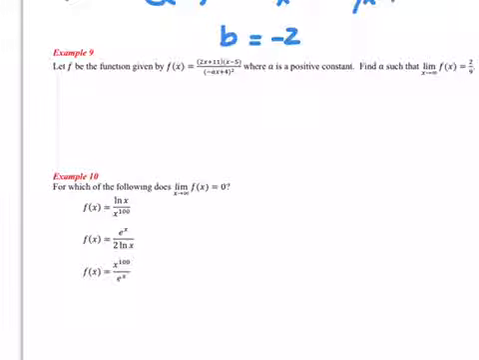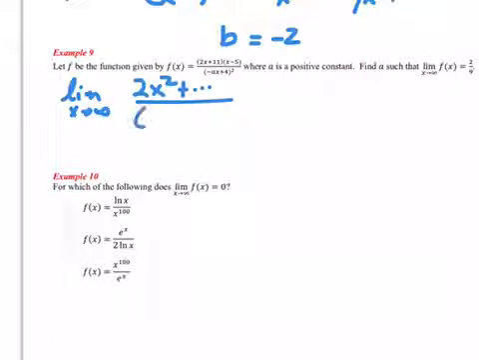Let f be the function given by this, where a is a positive constant, such that the limit as x goes to infinity is 2/9. Okay, so again, I'm going to take the limit as x goes to infinity, and I'm going to do just a short FOIL here. This would be 2x squared plus some stuff. All I care about is that leading term. On the bottom, I get a squared x squared, at the beginnings of FOILing the denominator.